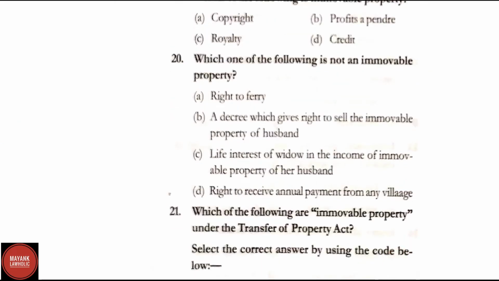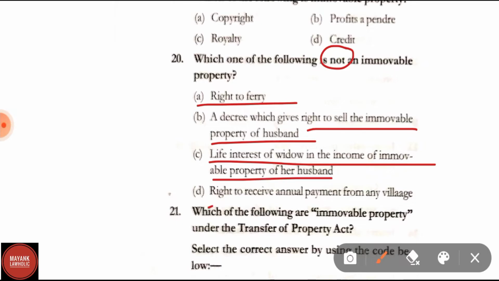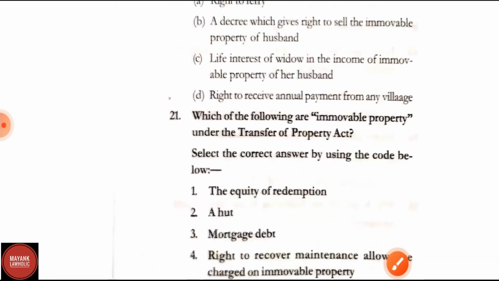Question number 20. Which one of the following is not an immovable property? Right to ferry, a decree which gives right to sell the immovable property of husband, life interest of widow in the income of immovable property of her husband, right to receive annual payment from any village. Here correct answer is option B, that is a decree which gives right to sell the immovable property of husband is not an immovable property.